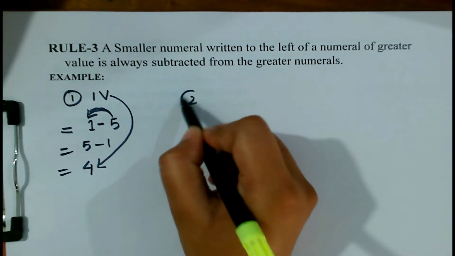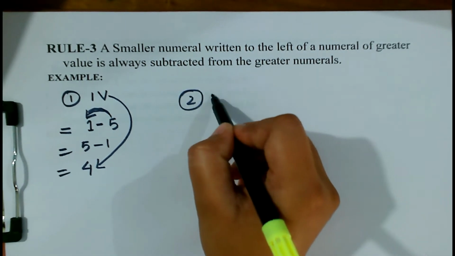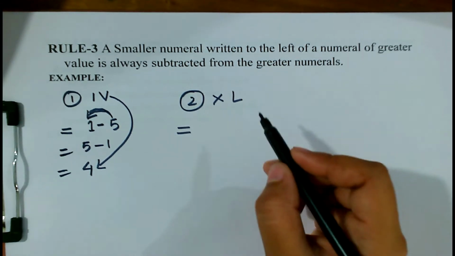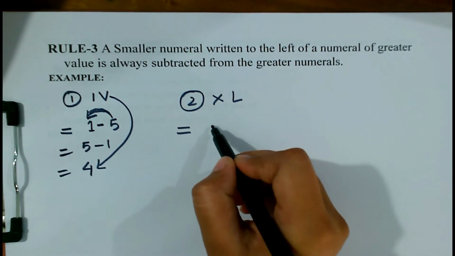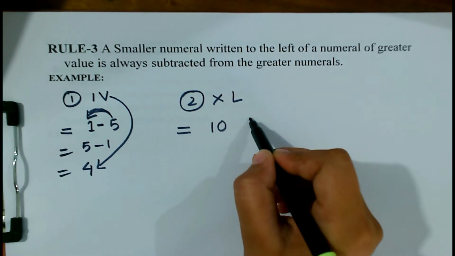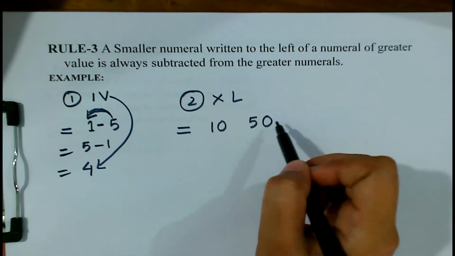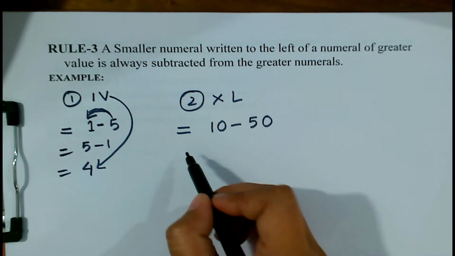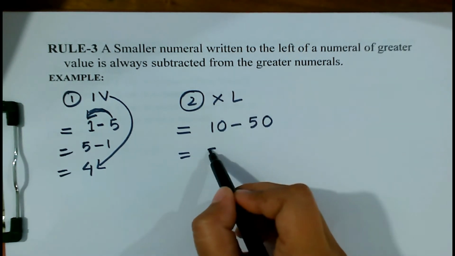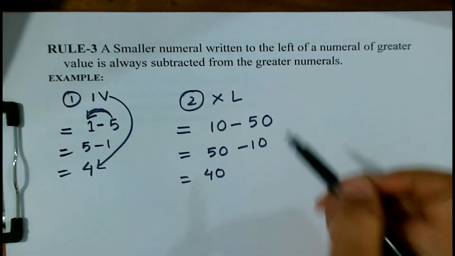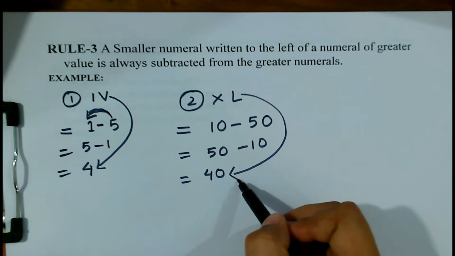Example number 2, XL. X is 10 and then L is 50. So this also goes from small to big, so it is minus, and this gives us 50 minus 10 equals 40. XL is 40.